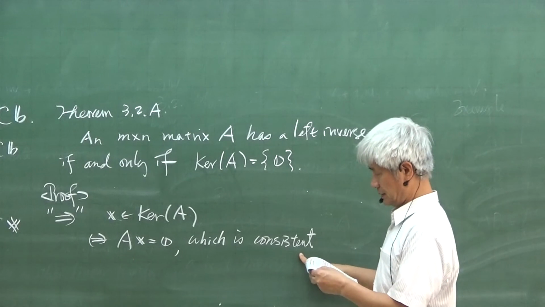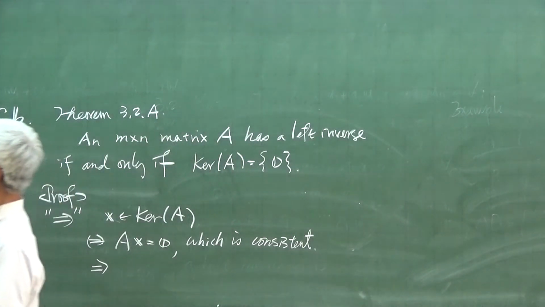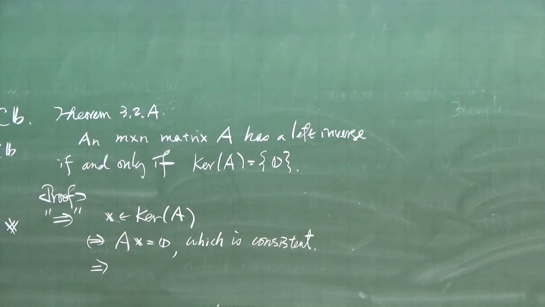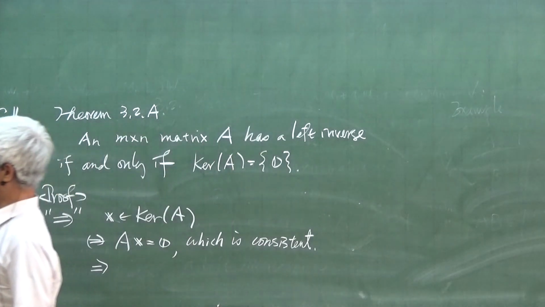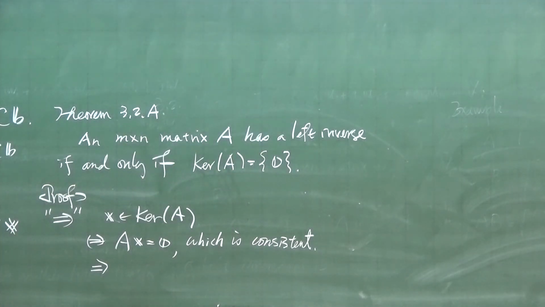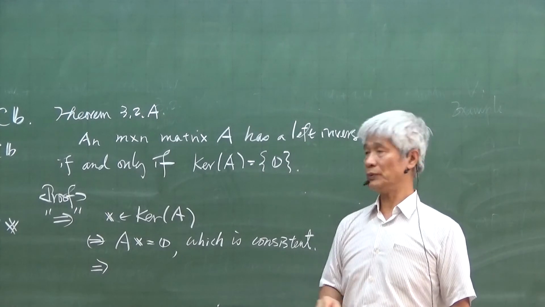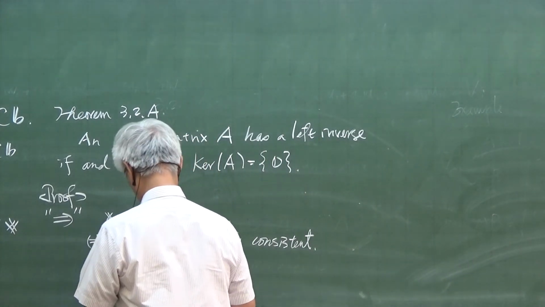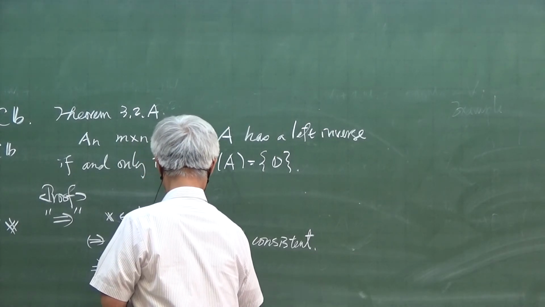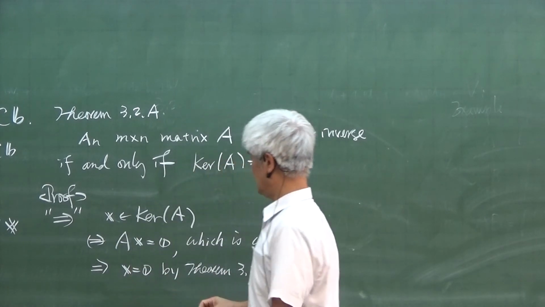Okay, so it's consistent. And so, by our theorem here, because A has a left inverse, any linear system has at most one solution. And this one has at least a solution, which is 0. So that means that x is 0 by Theorem 3.2.1. Right?